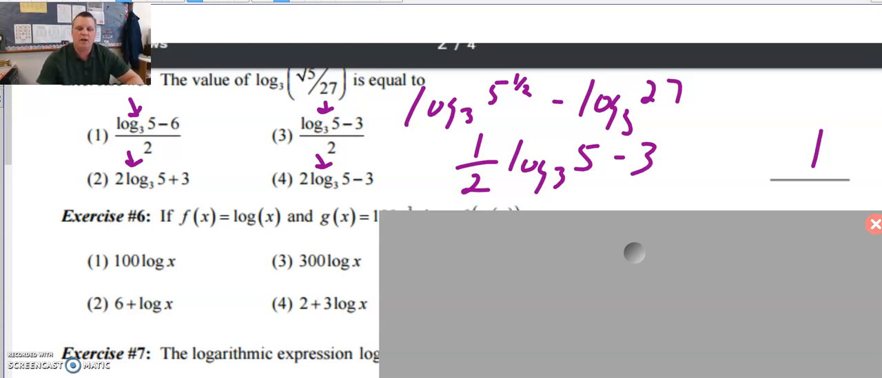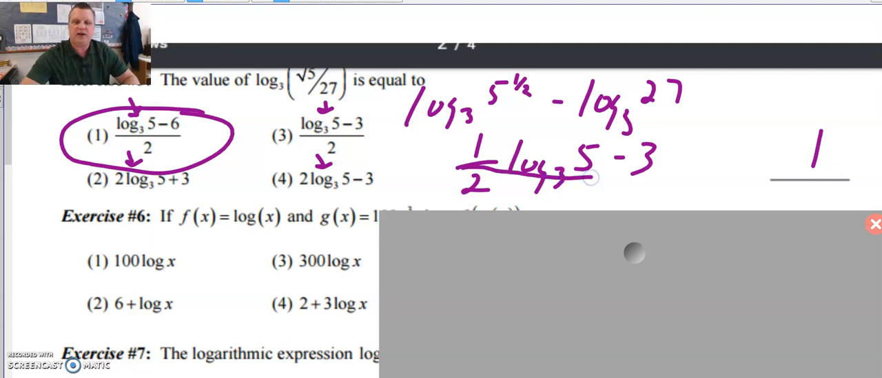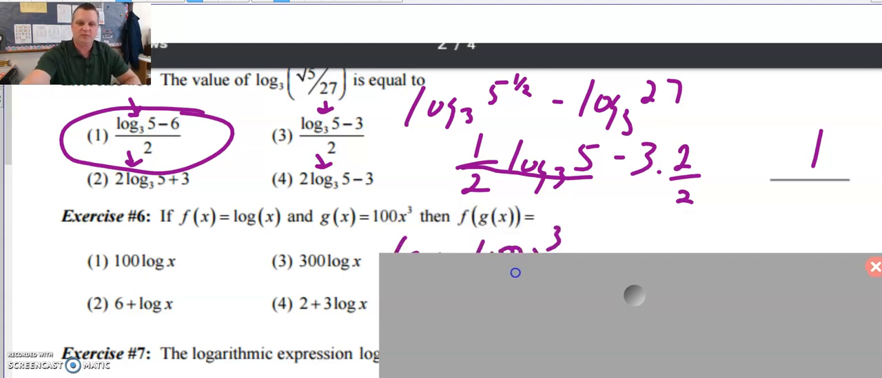Now, 1/2 log base 3 of 5 minus 3 is the same as choice 1. What they do is they have the 3, and since we have that fraction, we would multiply this term by 2 over 2. So you would get the log base 3 of 5 minus 6, all over 2. Okay, so a little confusing. Just be careful with that.